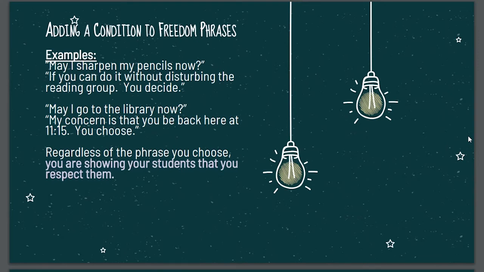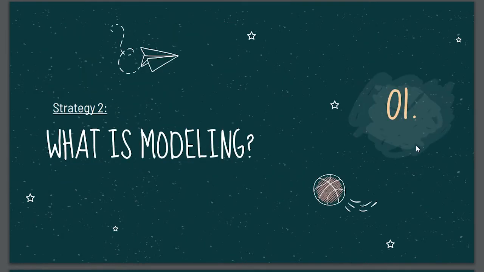So here's an example. "May I sharpen my pencils now?" "If you can do it without disturbing the reading group, you decide." "May I go to the library now?" "My concern is that you be back here at 11:15. You choose." So you're not telling the student no. You're saying this is what, and then they have to be in a position to make a decision. So you're giving them enough respect to allow them to choose.